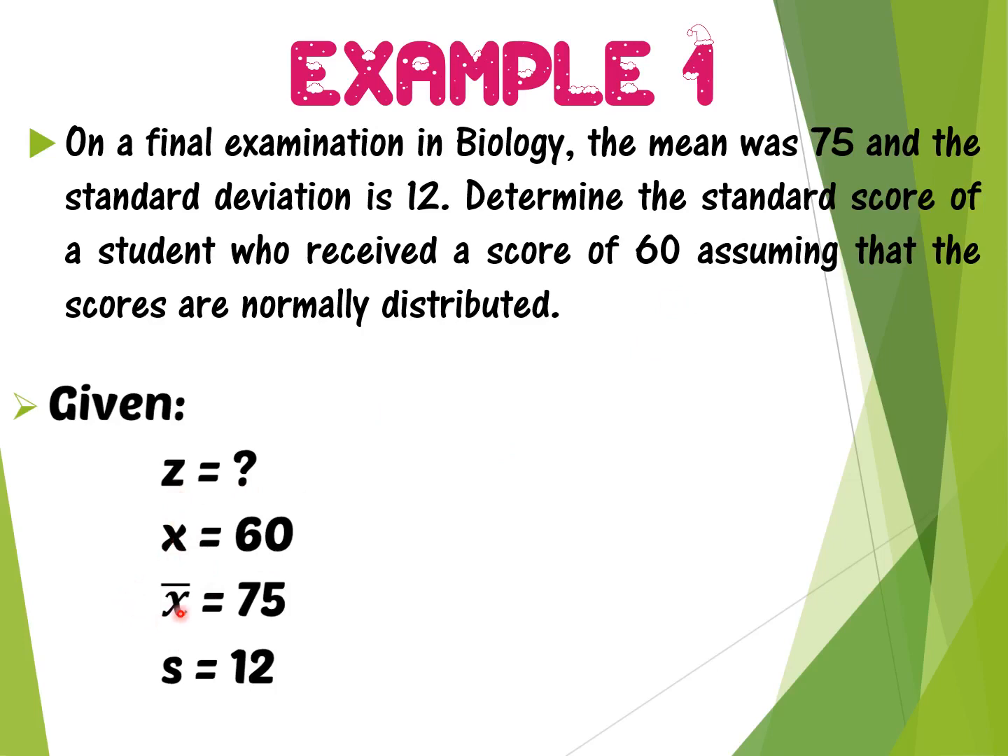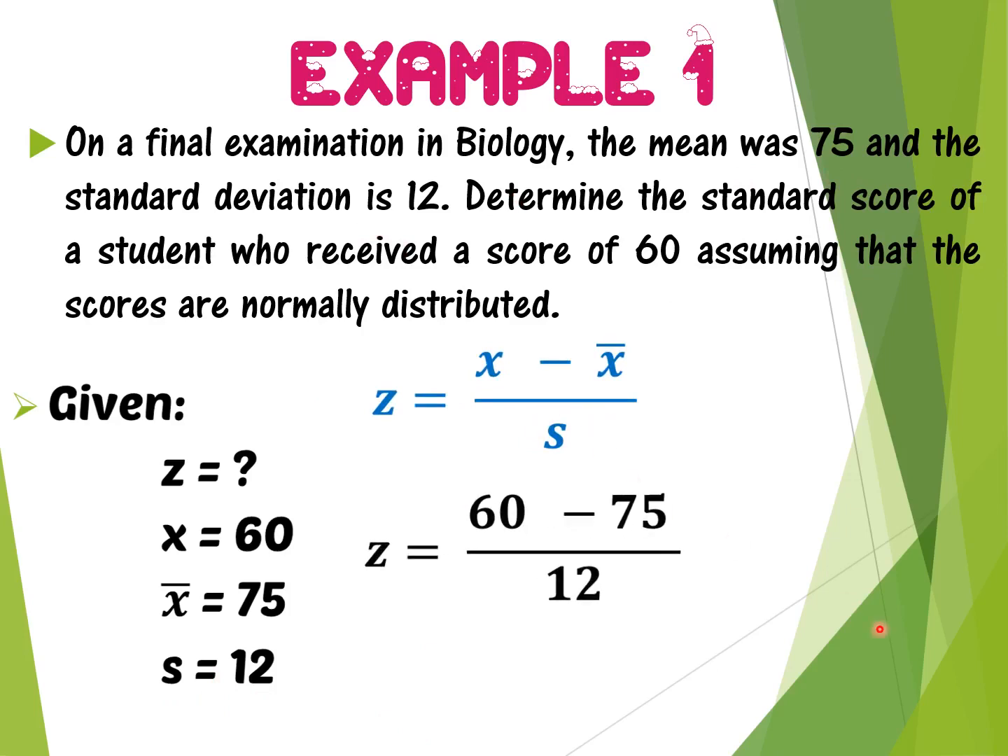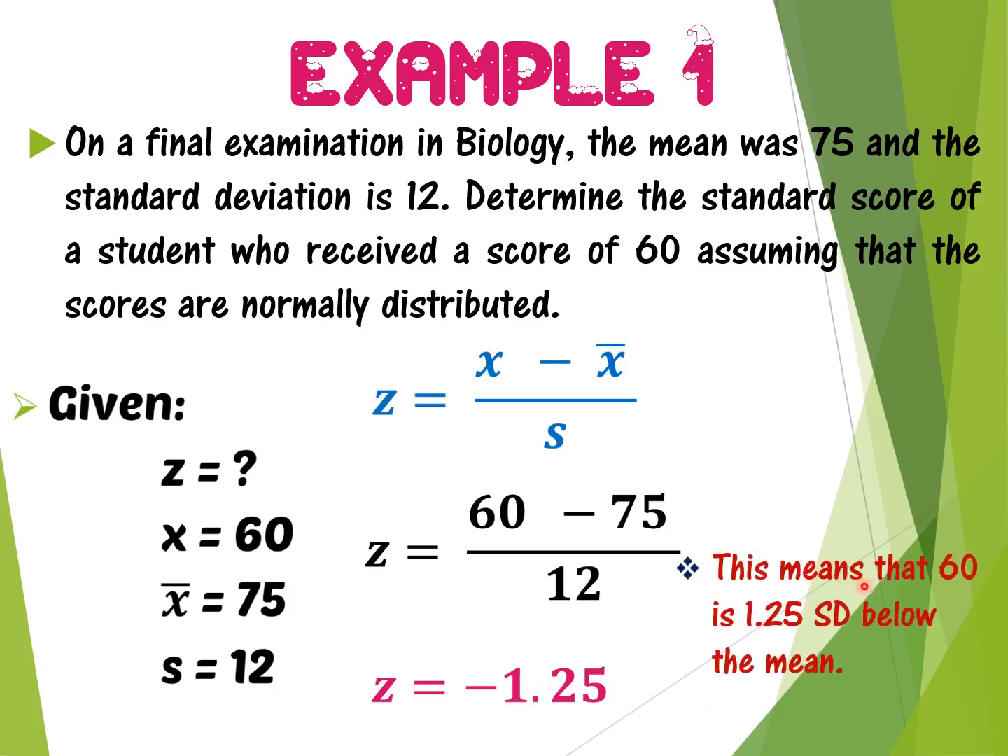So here we use the symbol for the sample mean, which is 75, and the standard deviation S, which is 12. Applying the formula for the sample Z-score, by substitution, that will give you 60 minus 75 divided by 12. So that is negative 15 divided by 12. In decimal, that will give you Z equal to negative 1.25. To interpret that, since our Z-score is negative, this means that 60 is 1.25 standard deviations below the mean. Is that clear? Okay.